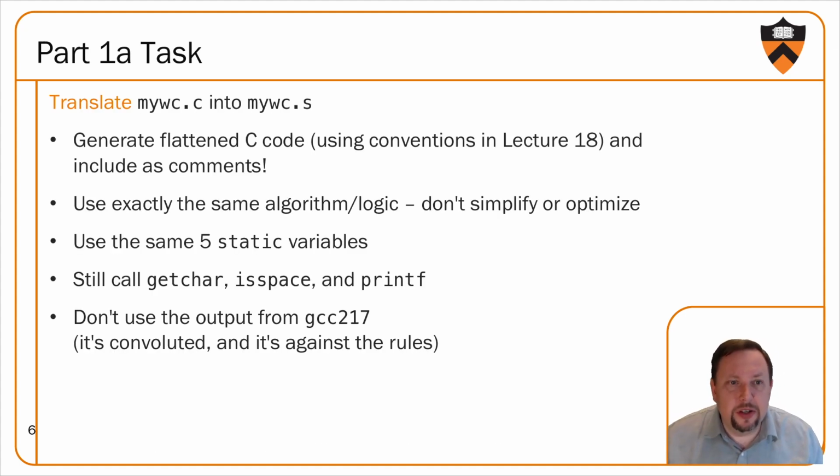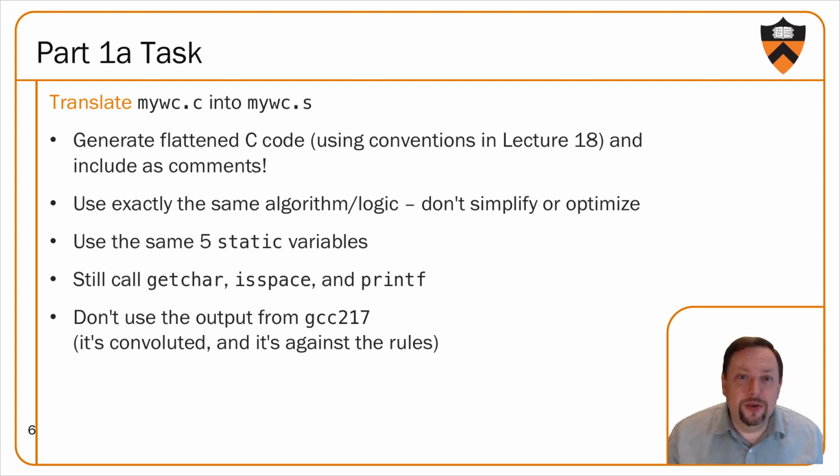So what we expect you to do is start by taking the C code and generating a flattened version of it using the conventions we showed in Lecture 18. Then generate your assembly code, and we'd really prefer for you to include that flattened C code as comments. In fact, if you go to office hours, probably the first thing that the preceptor is going to ask is, where is your flattened C code? And does your assembly language code actually implement that flattened C code?